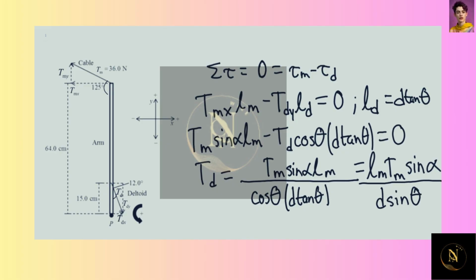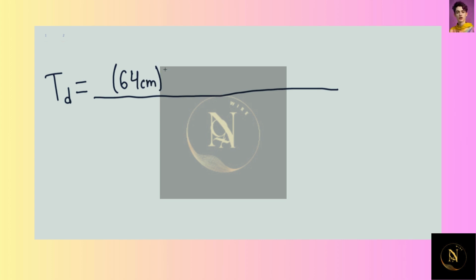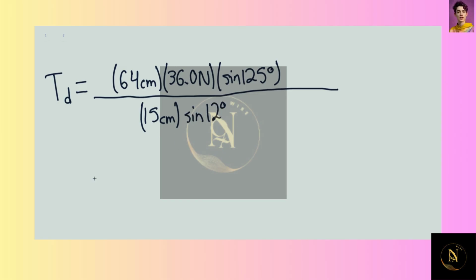So at this point, we can solve and say that the tension in the deltoid muscle is going to be equal to 64 centimeters times 36.0 newtons times sine of 125 degrees divided by 15 centimeters multiplied by sine of 12 degrees. And we find that the tension in the deltoid muscle is going to be equal to 605 newtons.